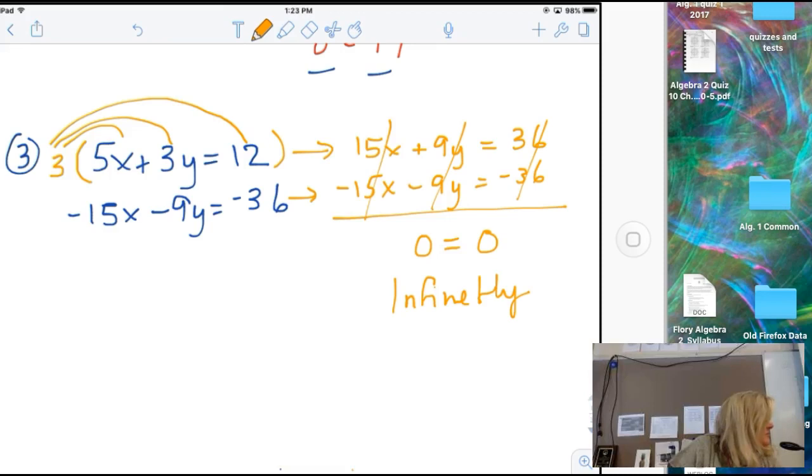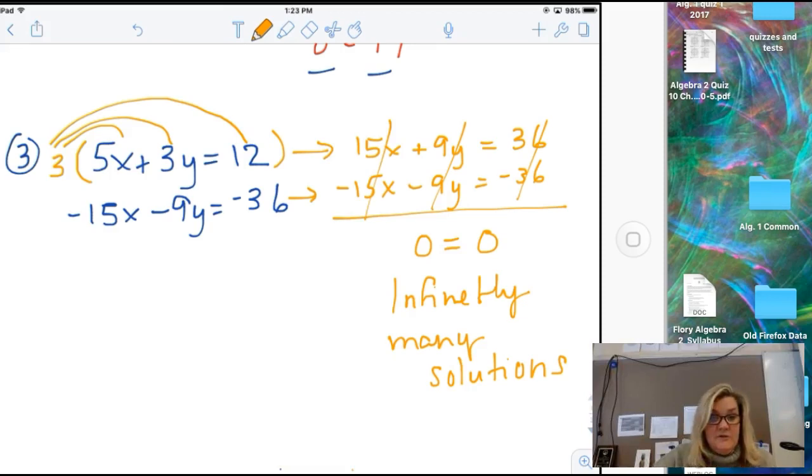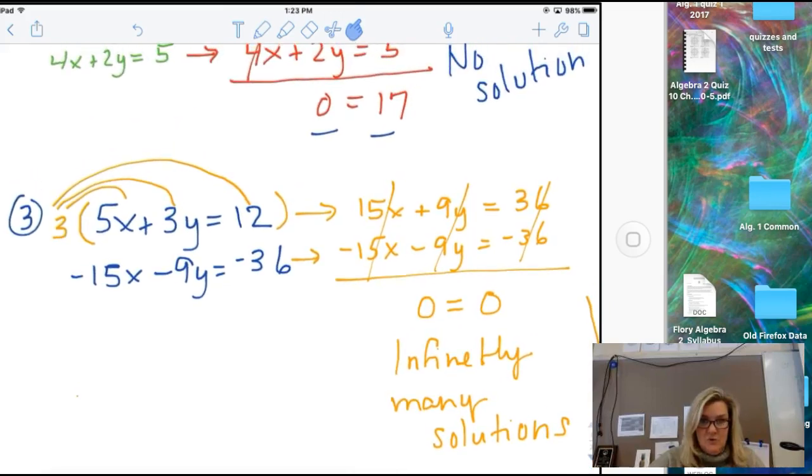Infinitely many solutions is okay? And it's infinitely many because 0 equals 0, just like 1 could equal 1. If they're the same, they're equal to one another. Now, when we go back up, that's infinitely many. When we go back up here, and it's not true, 0 equals 17, that's no solution.